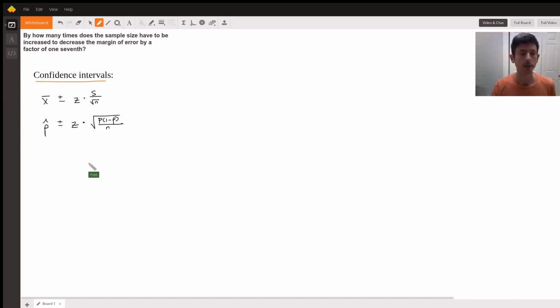And regardless of which type of confidence interval we're using, we can address this type of question by focusing on what's known as the margin of error, or all of that occurs to the right of the plus minus sign in the confidence intervals. So these we call margin of error, that I have underlined in the blue here. And in the question, we want to decrease that by a factor of 1/7. So let's call margin of error ME.